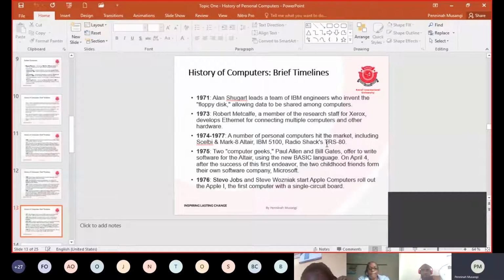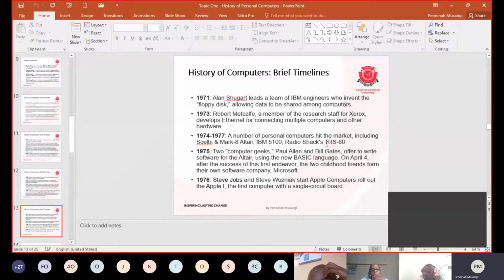In 1973, Robert developed Ethernet. With Ethernet, multiple computers could be connected, and computers could also be connected with hardware. So Ethernet enabled computers to communicate: one computer with another one, or a computer with other hardware like a printer, and therefore you could print. This is the time that came into being.